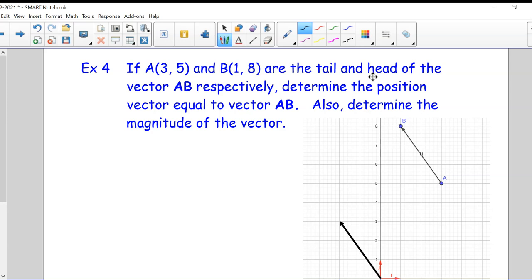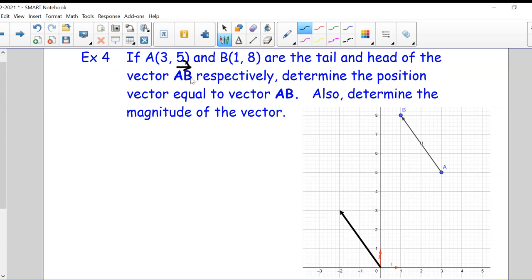Sometimes head is referred to as tip, by the way. A, B respectively. So A to B. Let me put a little arrow on here so that we can see that it's running from A to B. Determine the position. Now remember, the position vector goes from the origin. As opposed to some vector that's just out there in space on a Cartesian plane, a position vector is one that goes from the origin to some point on the Cartesian plane. Origin meaning 0, 0. Determine the position vector equal to AB, and also determine the magnitude of the vector.